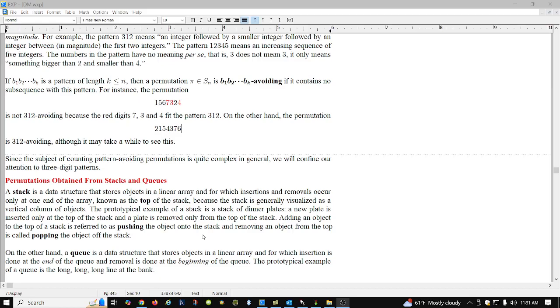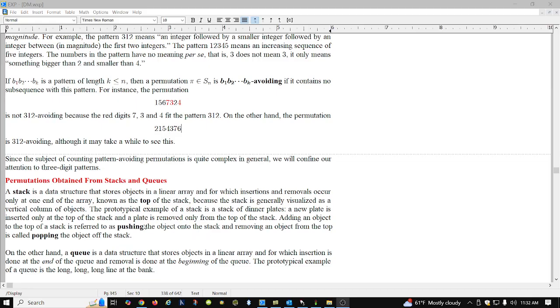And so a new plate can only be placed on the top, and if you want to remove a plate, you must remove it from the top. That's a really good image for a stack. So instead of plates, it could be numbers, it could be other mathematical objects. Adding an object to the top of a stack is referred to as pushing the object onto the stack, and that's a push operation.